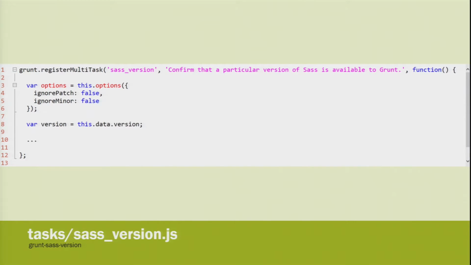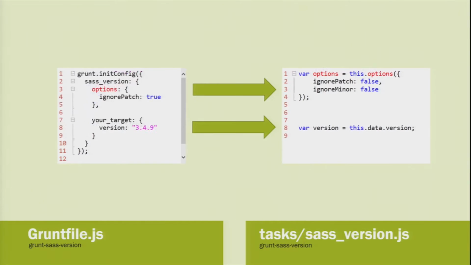I'm going to call it SAS version, I'm going to give it a description, and then I launch into this function. And this function is going to be what my plugin is, what my plugin does when you start to use it. And the first thing I do is look to this.options and this.data. And those are two of the ways that the person using your plugin is able to communicate with you, to tell you things about how they want your plugin to run.